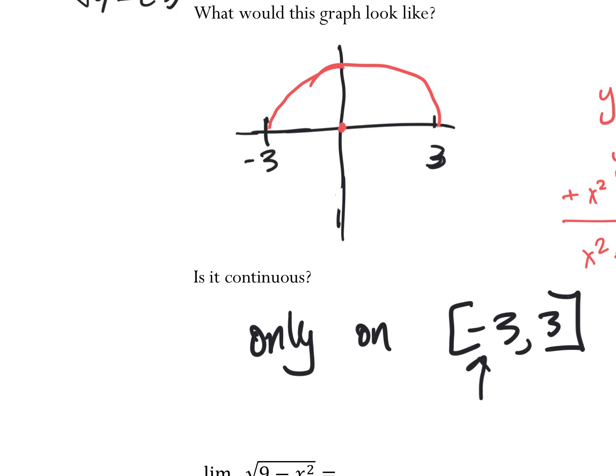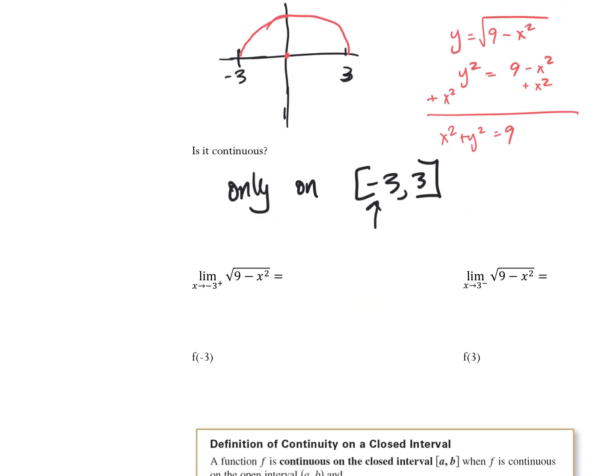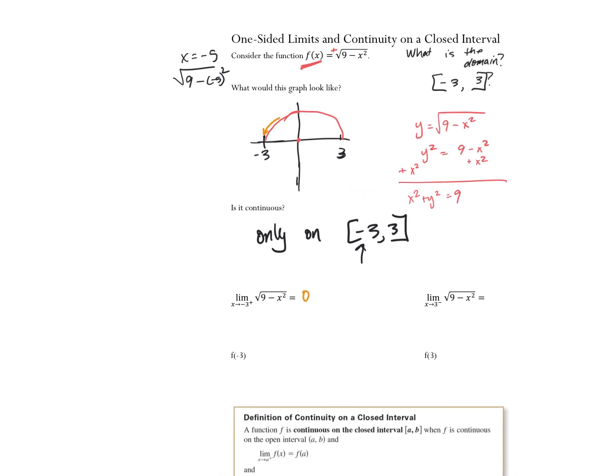What is, by the way, the limit of this function as x approaches -3 from the right? So I'd be asking you, what is this limit? 0. And what is f of -3 if I plug -3 into the function? 0. It is also 0. So it's continuous at that bounded area, where x is bounded on that side.